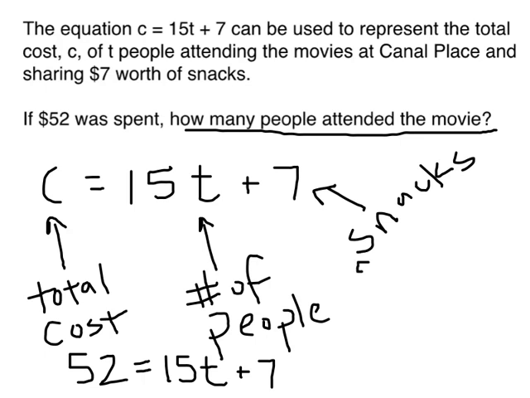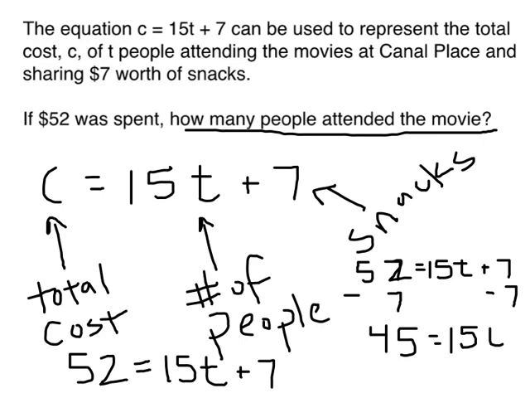So to answer the question, how many people attended the movie, I need to isolate my variable t. Let me rewrite it over here so that I have a little bit more room to solve. 52 equals 15t plus 7. To get t by itself, I know I need to subtract 7 on both sides of my equal sign. And 52 minus 7 is 45 equals 15t. Divide by 15. And I know that's going to give me t equals 3, because 45 divided by 15 is 3. So that means 3 people attended the movie.